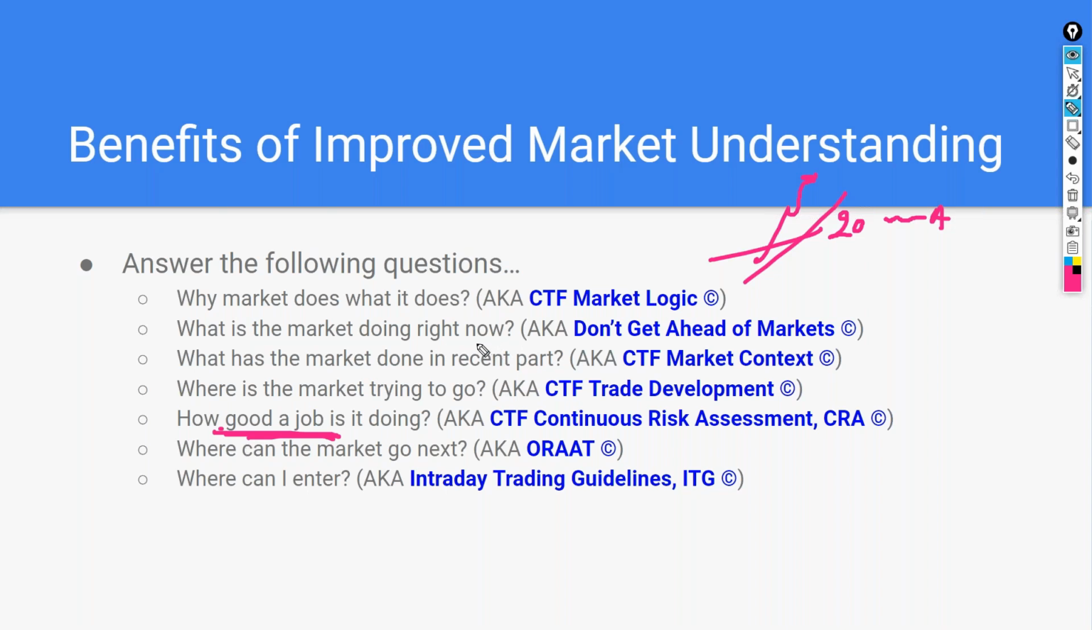And if it is not doing a good job, then is it a good idea that you should buy just because market is going up? No. You need to find out low risk entries. Okay, you do that also. Where can the market go next?